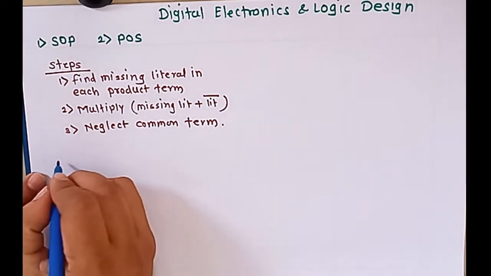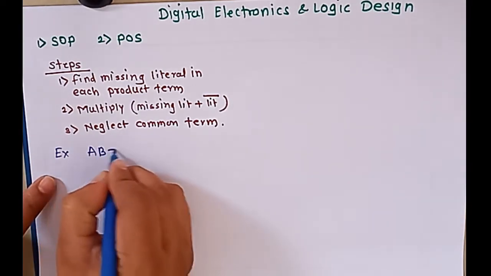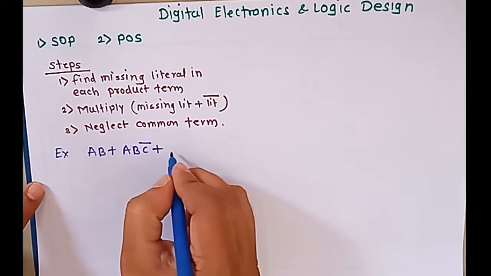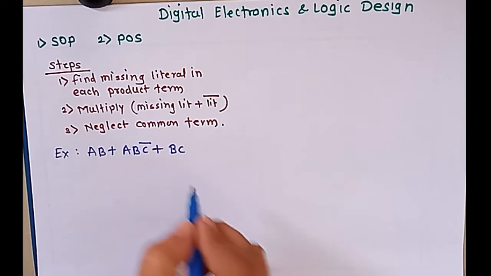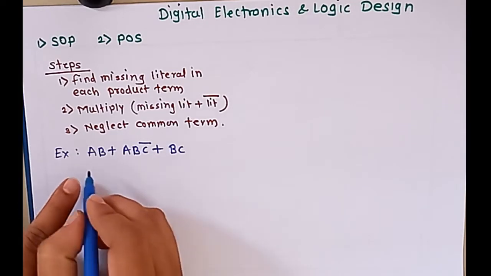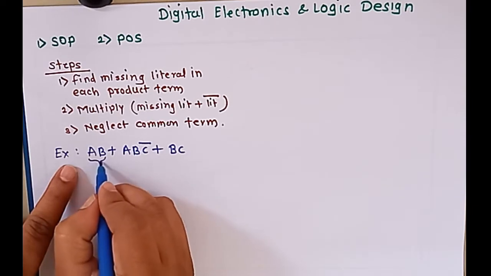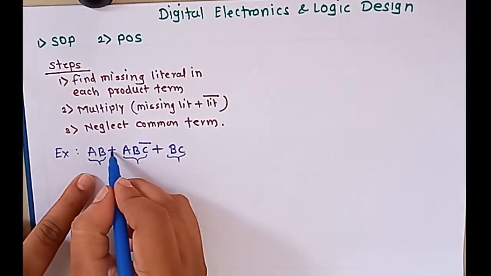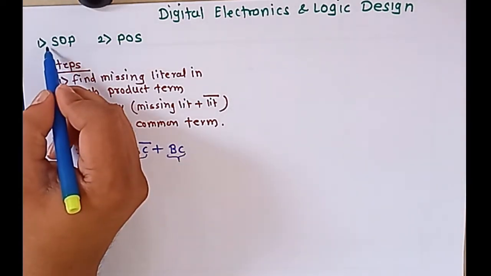So let us consider one example. Suppose the equation is given as AB plus ABC bar plus BC. First we need to find the type of equation. Is this SOP form or POS form? In this example the product terms are there: this is the first product term, the second product term, and the third product term, and these product terms are summed. So this is a sum of products, meaning it is an SOP type.